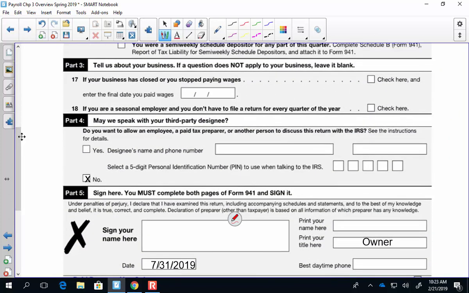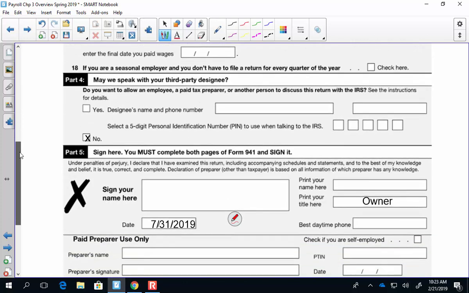Part 3 is used if it's the final reporting or the business is closed for operations. You have to tell the IRS if you're closing your operation. Otherwise, they keep sending this form to you. And again, penalties and interest apply.